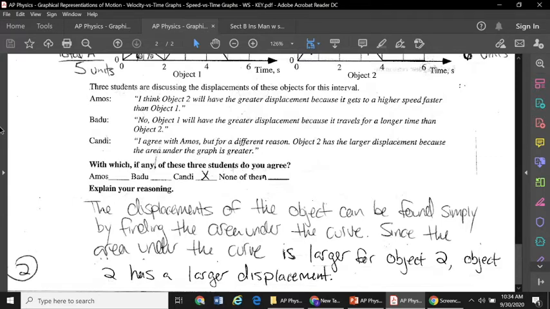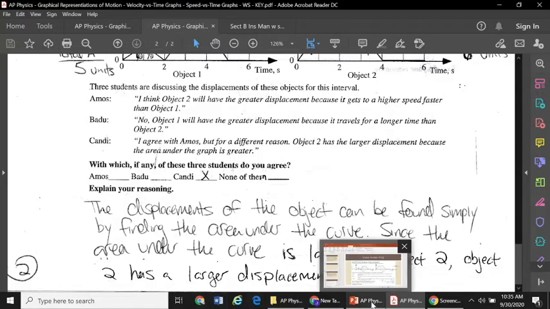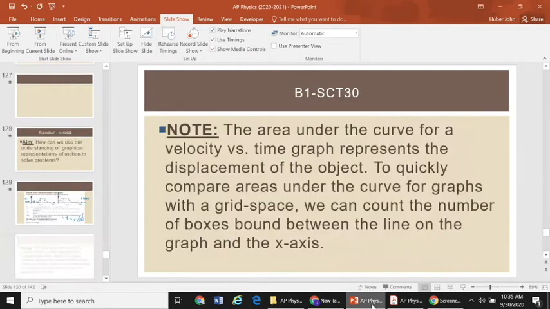If area under the curve is displacement and the area is bigger, then the displacement is bigger. That's the only logical conclusion one can draw from that information. Take a second to write that down if you didn't already. And I'd like to take one little note about that because that's going to come up again and again and again. And our note for this question looks like this.